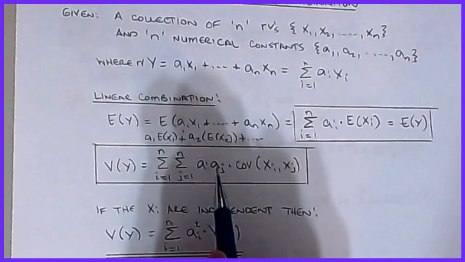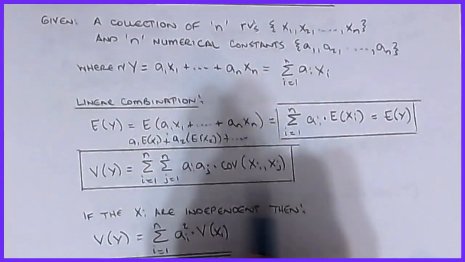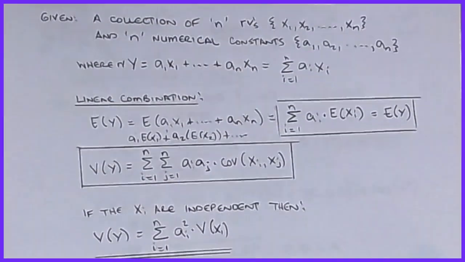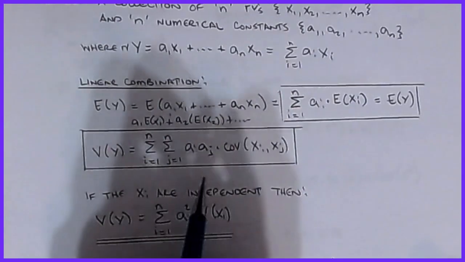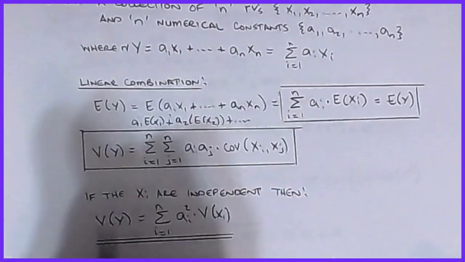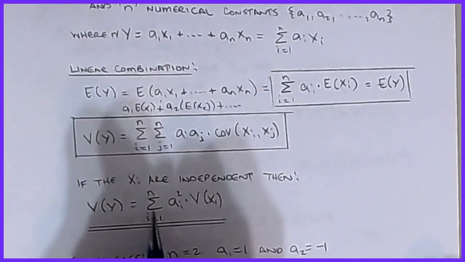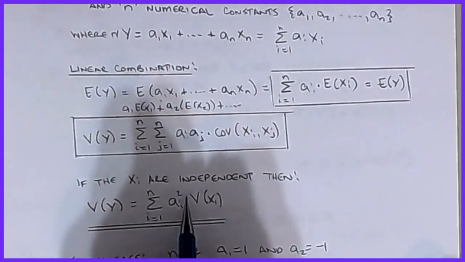So there's a lot of calculations. Now, I'm not saying that it's necessarily simple to calculate all this, but it is doable with the tools that we already have in our belt from this series. But that's the general basic formula. Now, to simplify it, if the xi are independent, then the variance of y is simply the summation of i equals 1 to n of ai squared times the variance of xi.